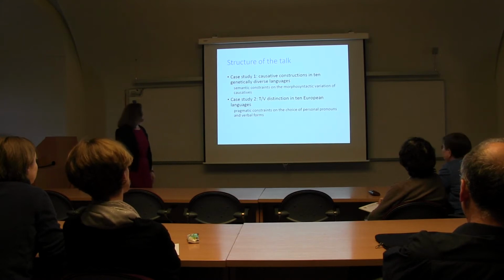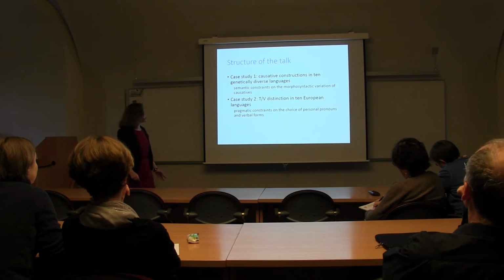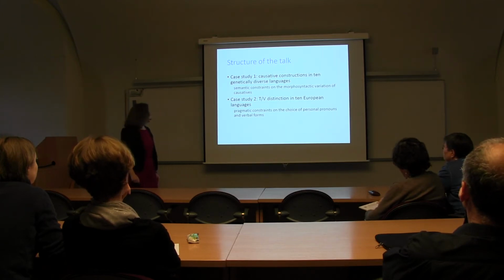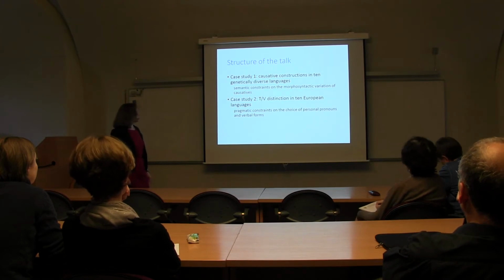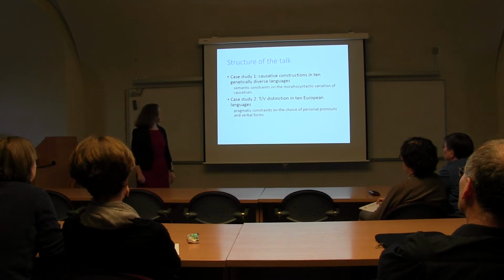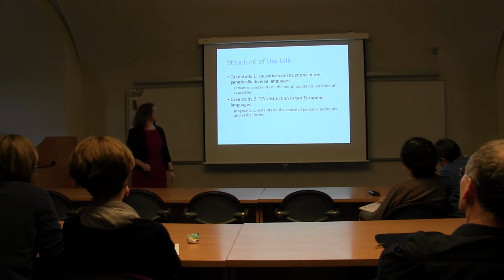Right, and so I want to show you how this can be done in two case studies. The first one is about causative constructions in 10 genetically diverse languages, and I'm going to compare semantic constraints on the morphosyntactic variation of causatives. And the second case study is more about pragmatics. I'm interested in the T-V distinction in 10 European languages, and I want to show how pragmatic constraints on the choice of personal pronouns and verbal forms can be modeled.